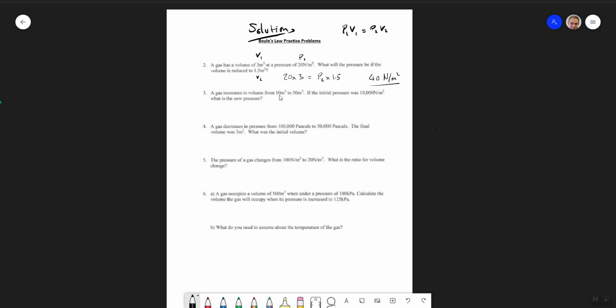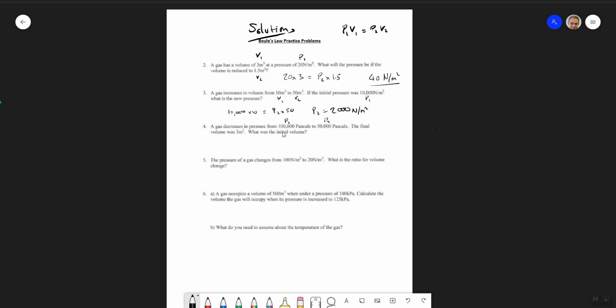Gas increases volume, so from 10 to 50, so we've got V1, V2, initial pressure is P1, so we've got 10,000 times 10 is equal to P2 times 50, so 10,000 times 10 over 50 is 2,000 Newtons per meter squared.